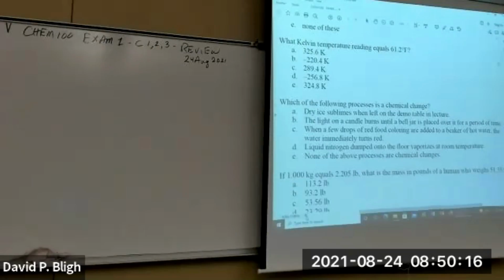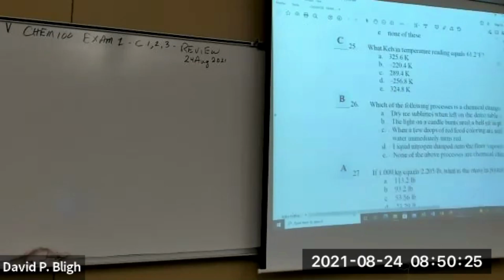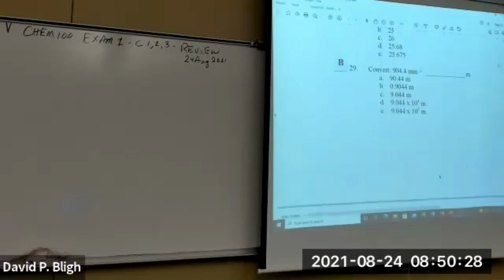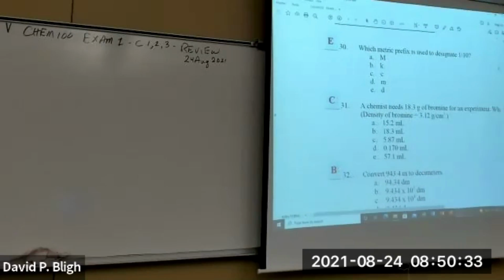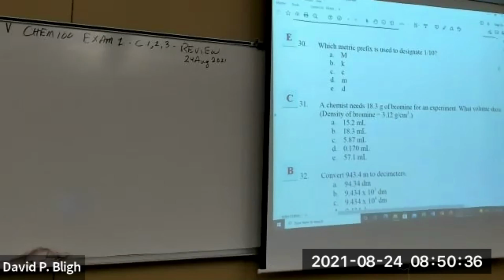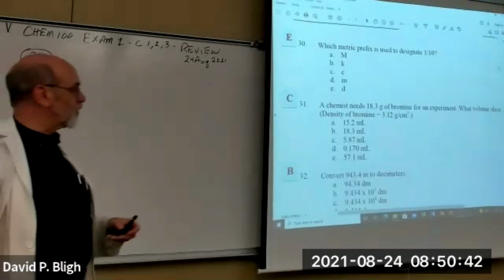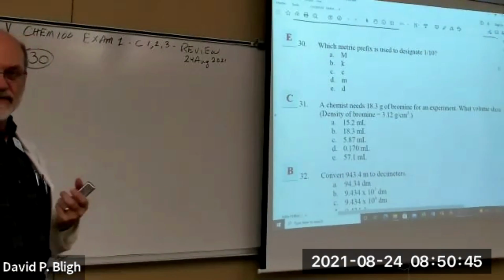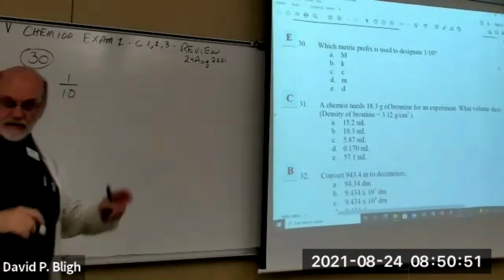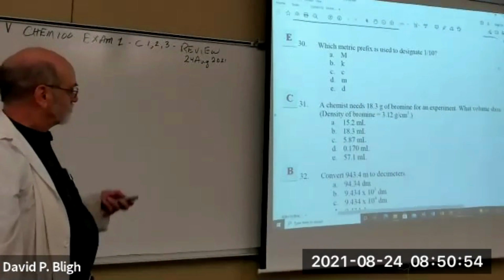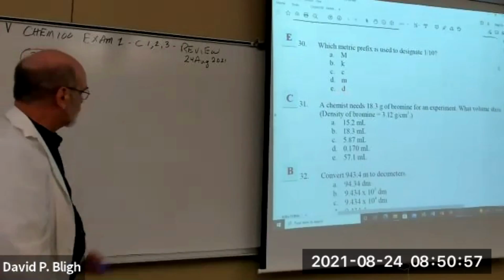Okay, let's see, skip to number 30. Let's scroll over in case. There we go. Number 30. Which metric prefix is used to designate 1/10? So this is simply a memorization. So what's 1/10? That one right there stands for deci.